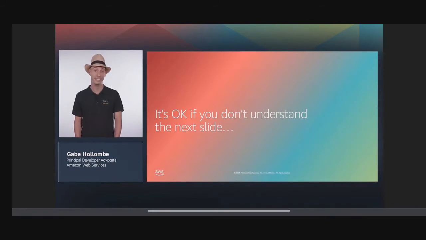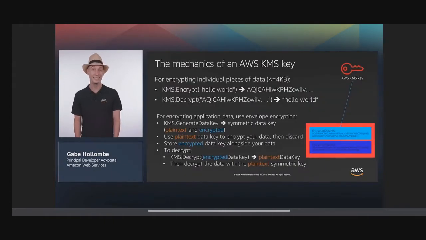But before I show you the next slide, I want you to know that it's 100% okay if you don't understand everything you see there. And I'll explain why that's okay in just a moment. But hey, since this is a session for builders, I do want to take just a moment to explain the basics of how KMS works. If you have small amounts of data you'd like to encrypt or decrypt, you can simply use the kms.encrypt and kms.decrypt API calls. These APIs will let you encrypt and decrypt data yourself as long as the chunks of data are up to 4 kilobytes in size.